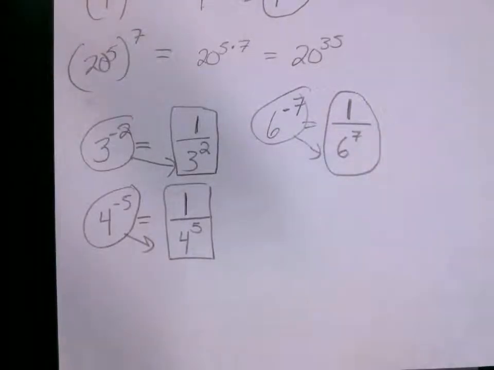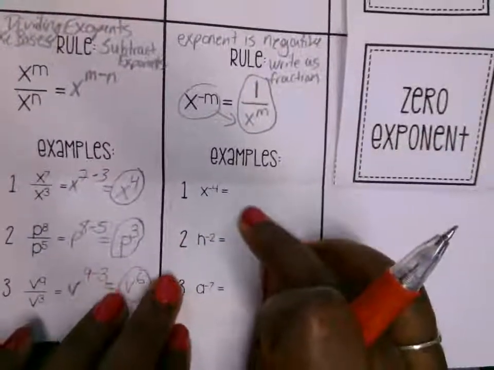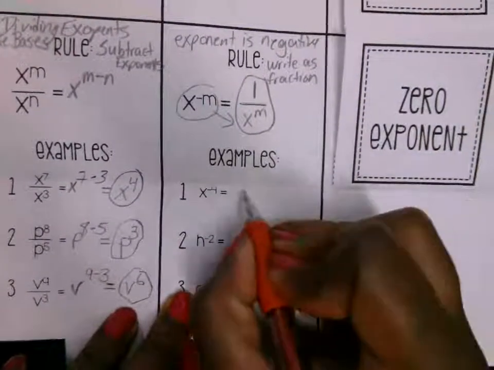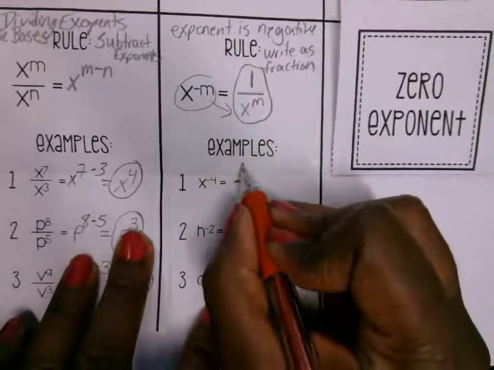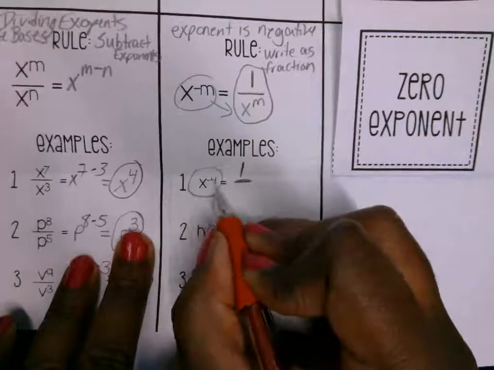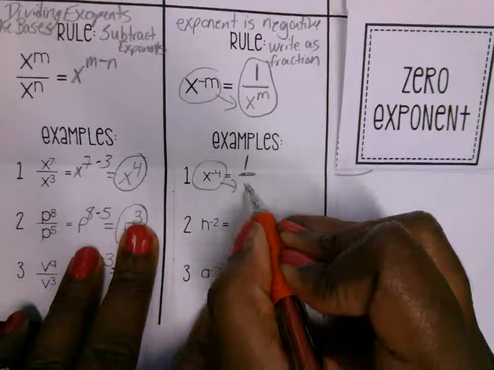Okay? So let's write these. How would I write these? What is the first one going to be? My numerator is going to be what? 1. And what am I going to put? You're going to bring all that to the bottom. And what's this going to be? X to the what? Positive 4.